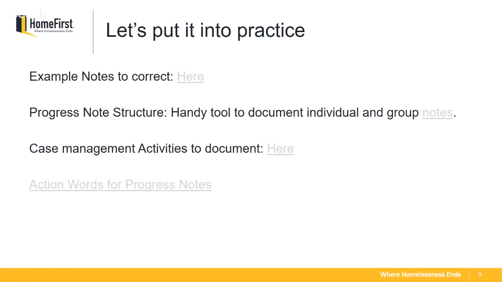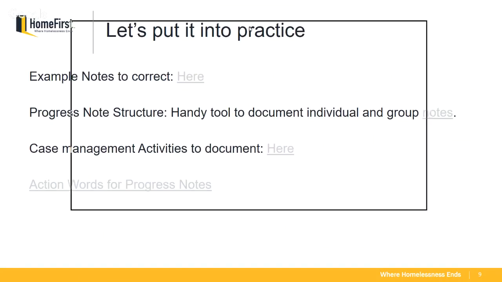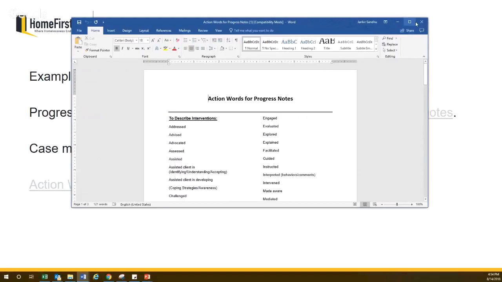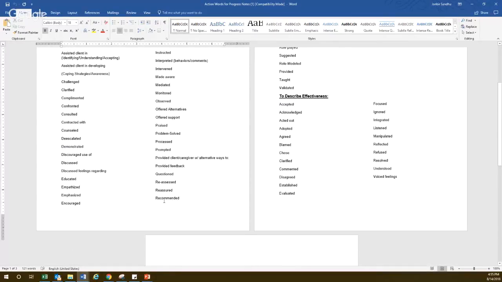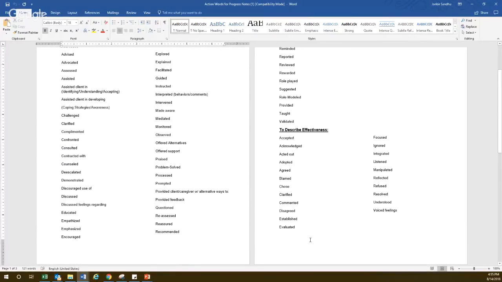And the last one, the action words, sorry about that, for progress notes. These are some things that you can really use to describe the intervention that you used, and to describe the effectiveness, that is the response section. Or it could be that you focused them on something, adopted a different level or a different voice to engage with them. You helped them resolve a conflict.